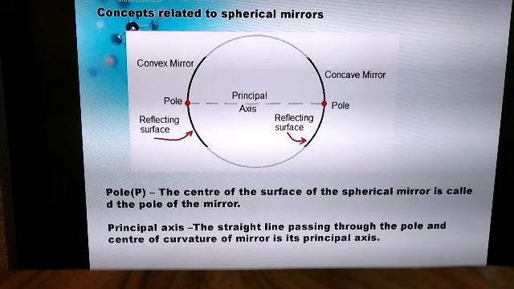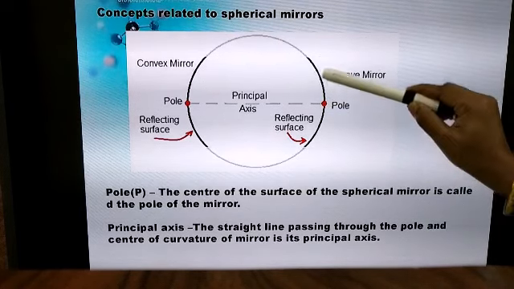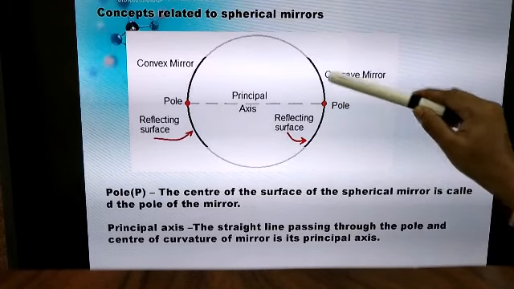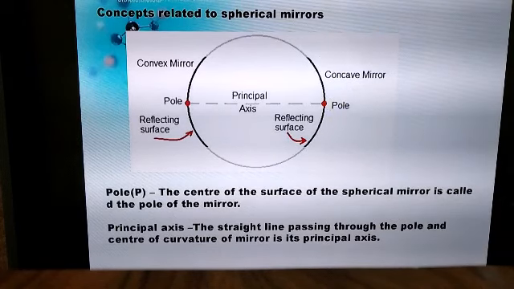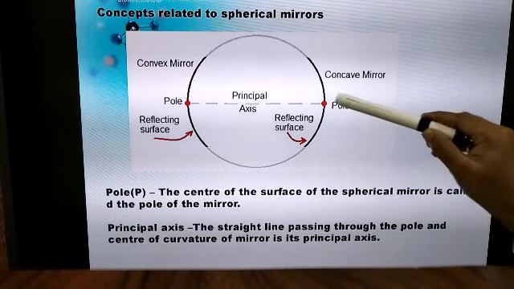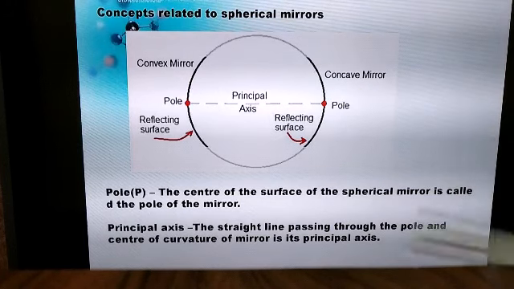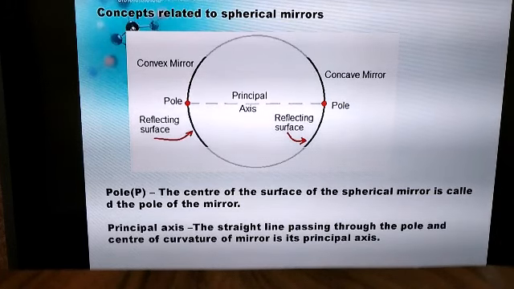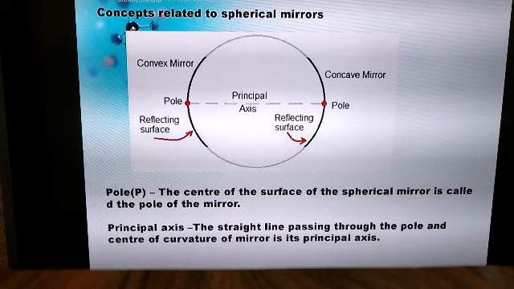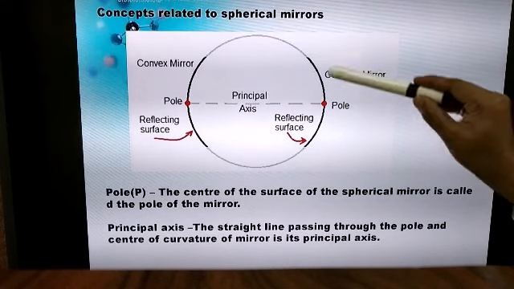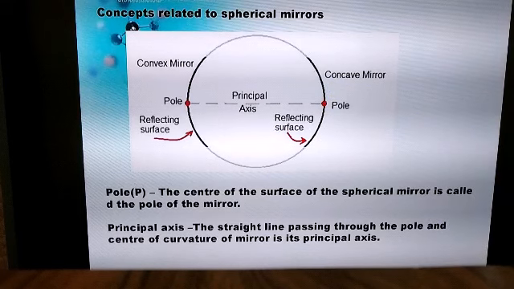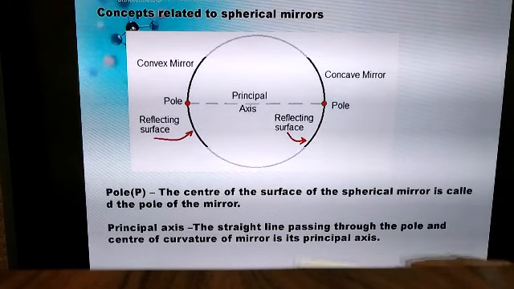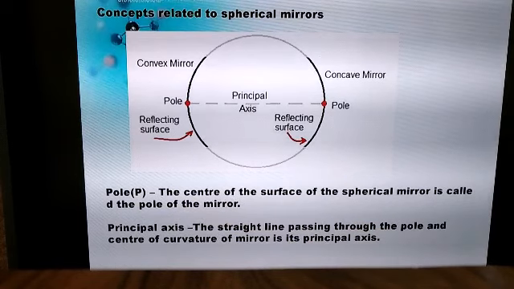The next definition is the pole of the mirror. If we take the geometric center, the exact center of a spherical mirror, then that geometric center of the spherical mirror is called the pole of the mirror. The pole of the mirror is denoted by the letter capital P.